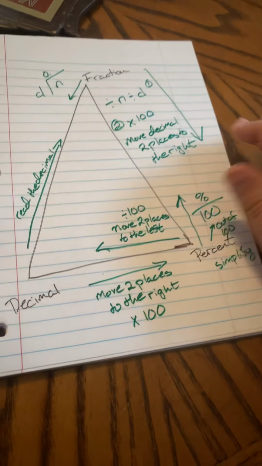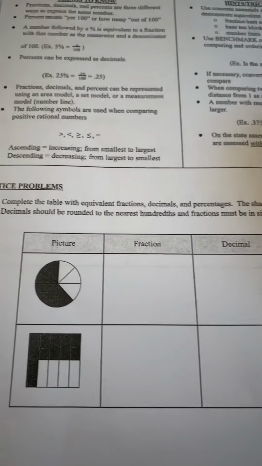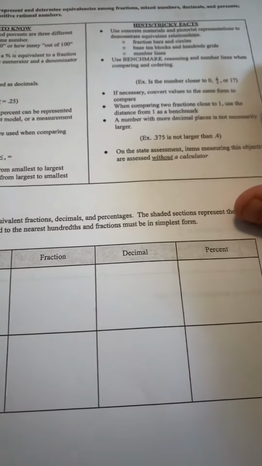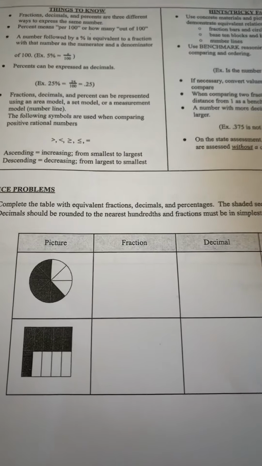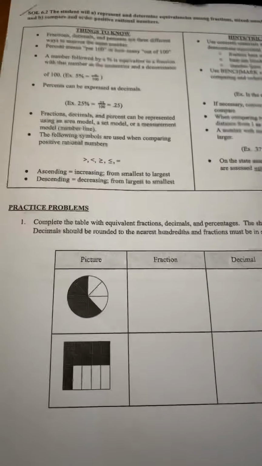You should still have this picture somewhere if you haven't thrown it away. All right, so we're going to use this to be able to answer the question. All right, so here we go. So number 1, complete the table with the equivalent fractions, decimals, percentages. The shaded section represents the numerator. Decimals should be rounded to the nearest hundredths, and fractions should be in simplest form. Okay?